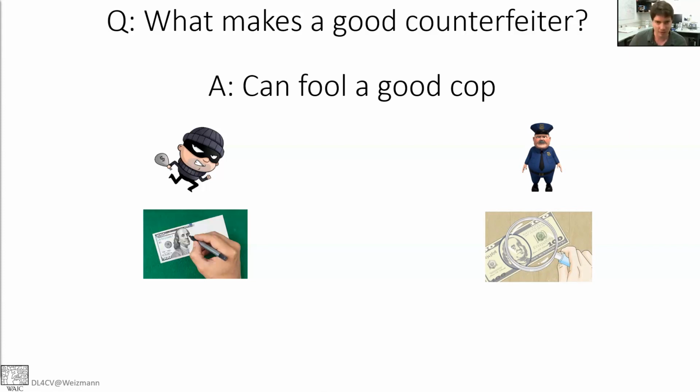The cops are the ones who need to be able to check whether money bills are real or not. So if you can fool a good cop, a cop that is good at his job, and the better the cop is at his job and this thief was able to fool him, then it means the better the thief is at creating this fake money. And this is the intuition that we want to have when discussing GANs.